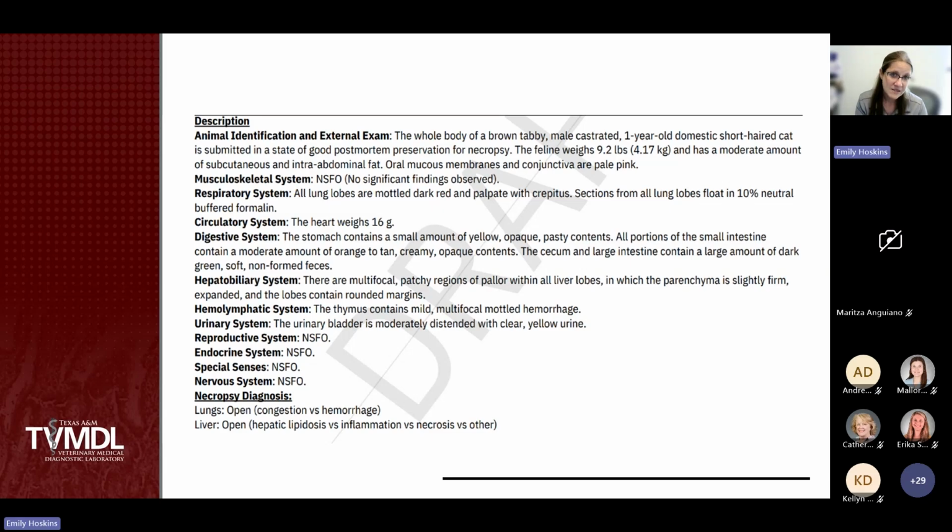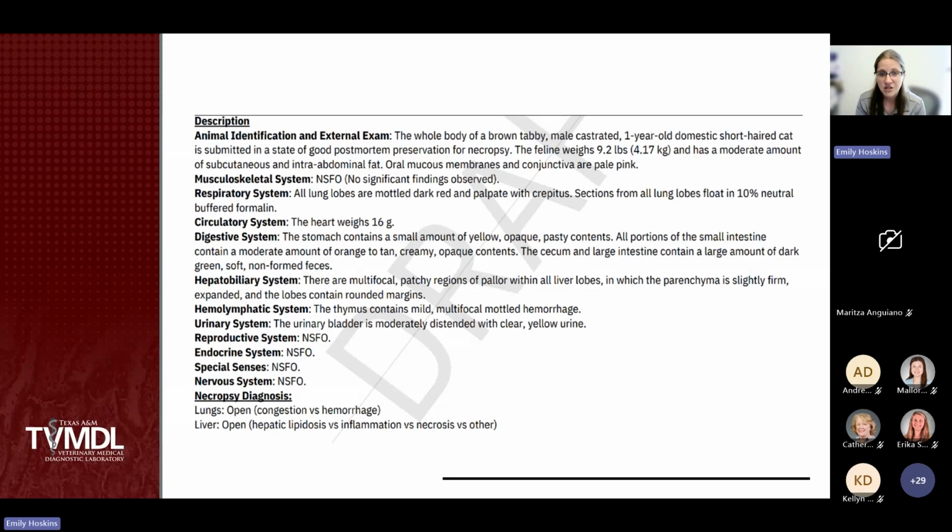And then the respiratory system, all lung lobes are mottled dark red and they palpate with crepitus, and all that means is that when I'm feeling the lungs, it feels like the lungs are full of air. And sections from all lung lobes float in formalin. The heart weighs 16 grams, and it's always good to get a heart weight on cat hearts because you can rule out hypertrophic cardiomyopathy as a cause of sudden death.